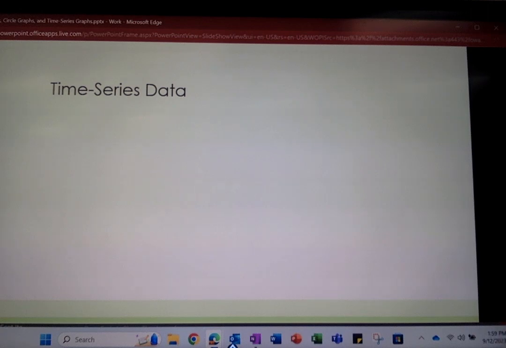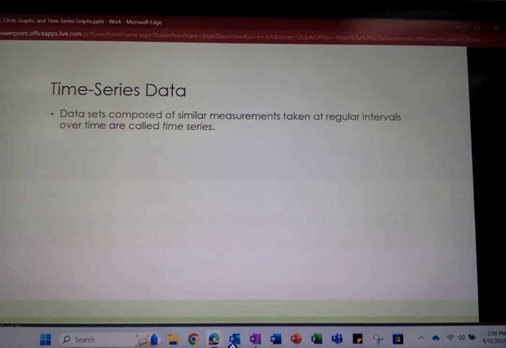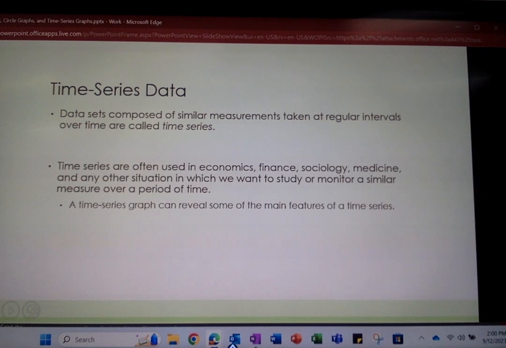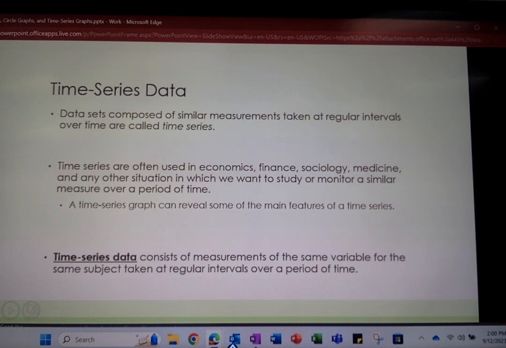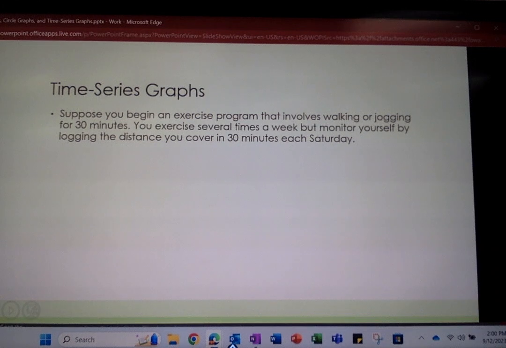Then you also have what's called time series data. So data sets composed of similar measurements taken at regular intervals are called time series, and that's regular intervals over time. We use time series data often in economics, finance, sociology, medicine, and pretty much any situation where we want to measure a particular variable over a period of time. A time series graph can reveal some of those features. Time series data consists of measurements of the same variable for the same subject taken at regular intervals over a period of time. So here's an example.